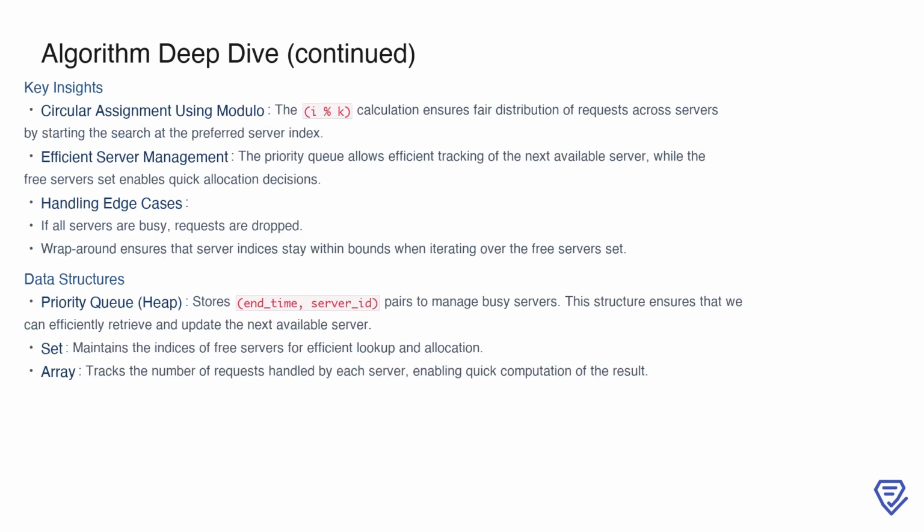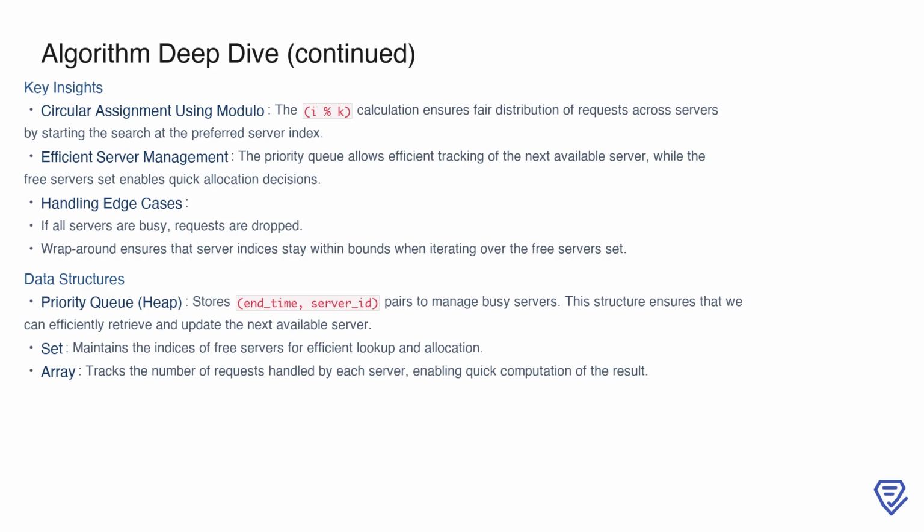A few key insights help us understand why this approach works efficiently. First, the use of i%k ensures a fair distribution of requests by starting the search for a server at the preferred index, balancing load across all servers. The circular wraparound ensures that we always stay within valid server indices when iterating through the free servers set. The priority queue plays a critical role in efficiently managing busy servers, allowing us to retrieve and update the next available server in logarithmic time.